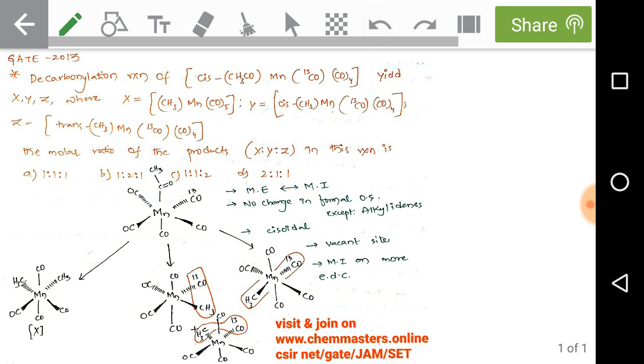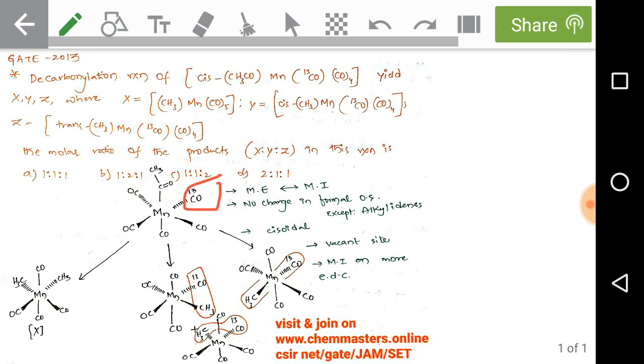Now we need to check the first product X from the reactant. So the product has CH3 and one of the CO, that is the special case C13CO, is missing. What should be the reaction mechanism here? Simply migratory elimination. In that migratory elimination, the first step is the cleavage of one of the carbonyl groups here. Then there is a formation of a vacant site. Which carbonyl group should be cleaved?